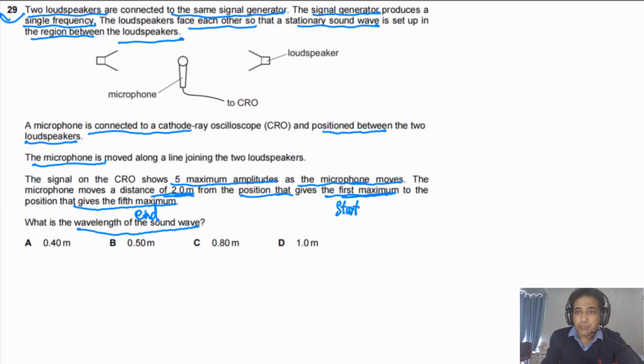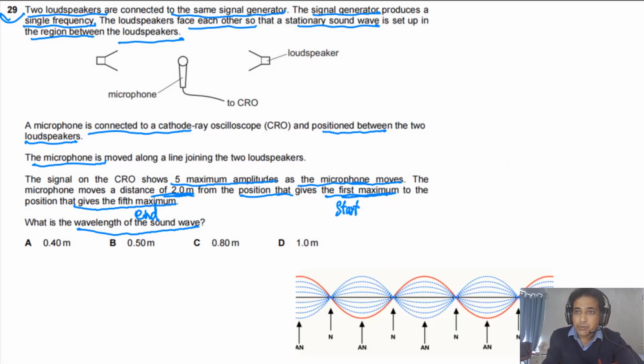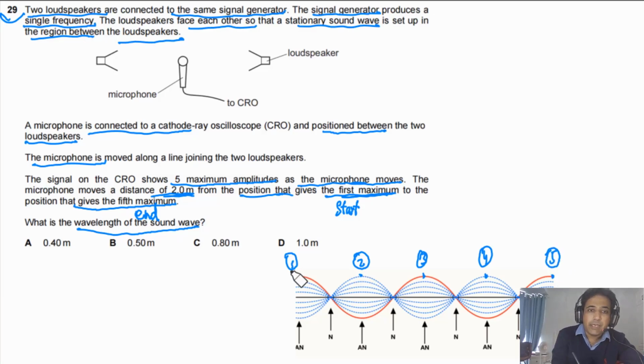Let me explain this one with the help of figures so you can see actually what is happening. In this case we started the loudspeaker from the first maximum. So this is the first maximum, this is the second maximum, here we have the third maximum, here the 4th maximum, and this is the 5th maximum. And the distance between two consecutive maxima is lambda by 2.